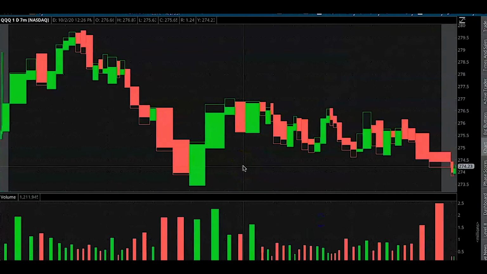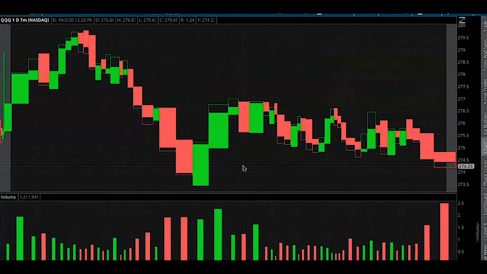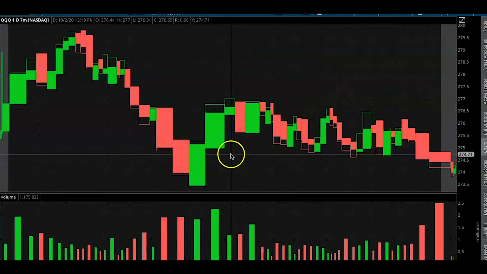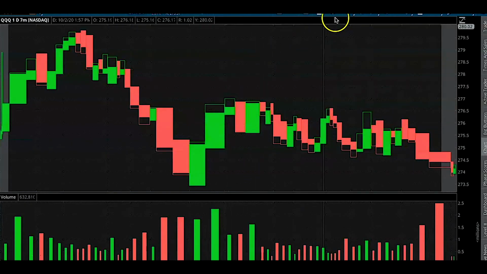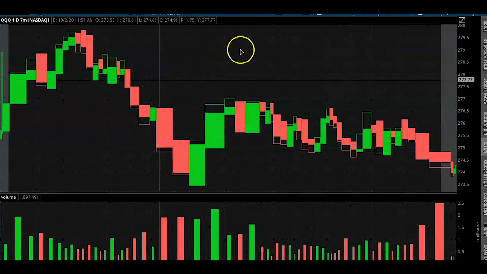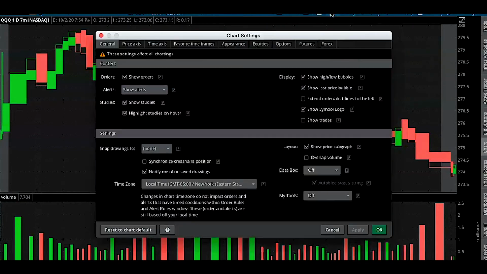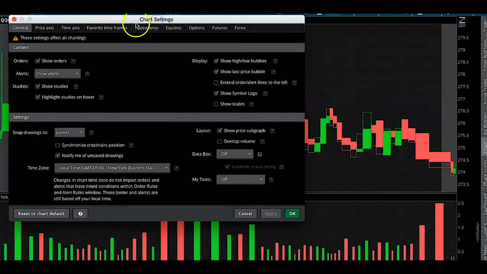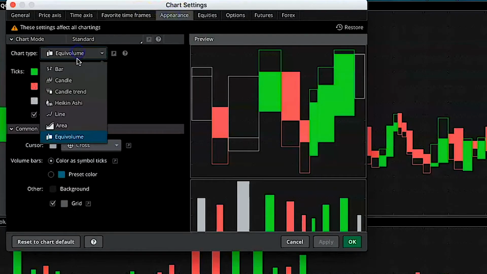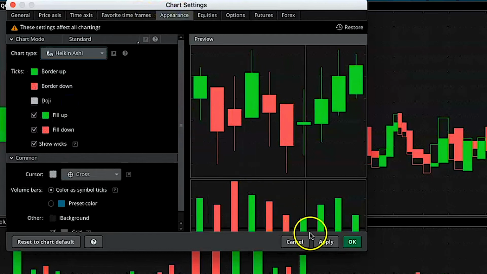Okay, so this is the next one that they have. Now again, some people will be able to trade with this. I can't trade with this because I don't understand what the hell is going on in here. So let's go back to my favorite one, which is a Japanese style one. It's called Heikin Ashi. This one right here, Heikin Ashi.